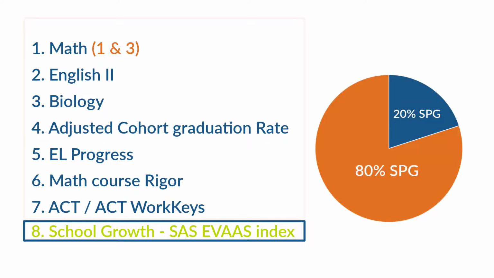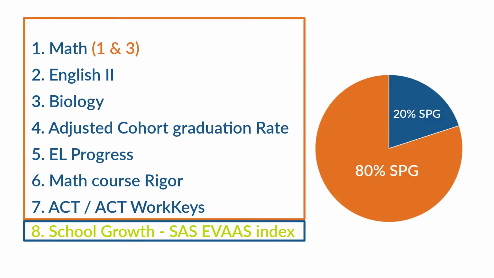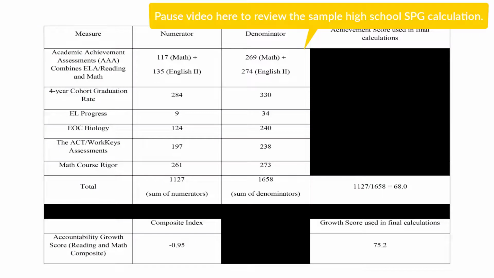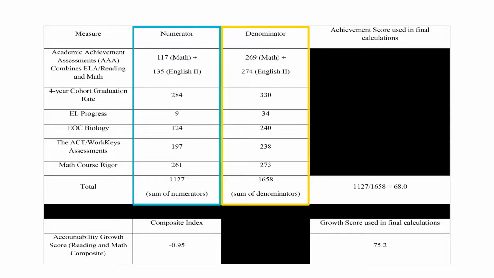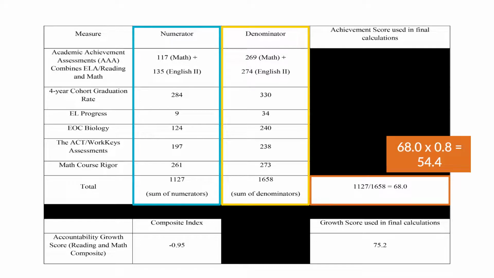As previously stated, 80% of the SPG is derived when you combine all the academic indicators that have 30 or more in the denominator. To combine them, you add all the numerators together to form a combined numerator. Then you add all the denominators together to form a combined denominator. Once you have those values, you divide them to get a percent and then multiply that percent by 0.8 or 80%.